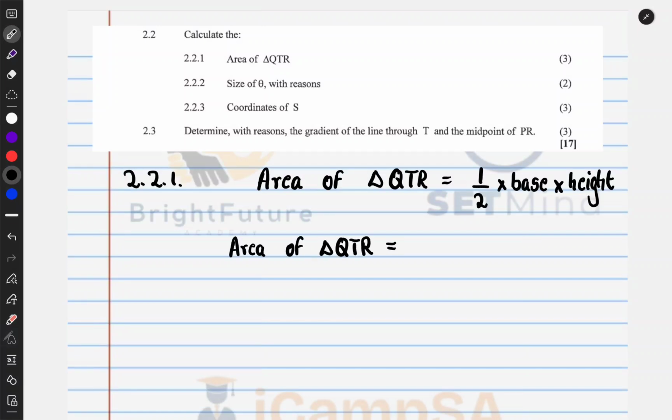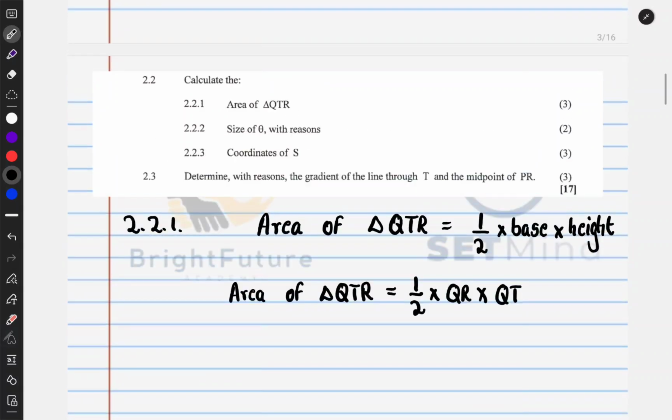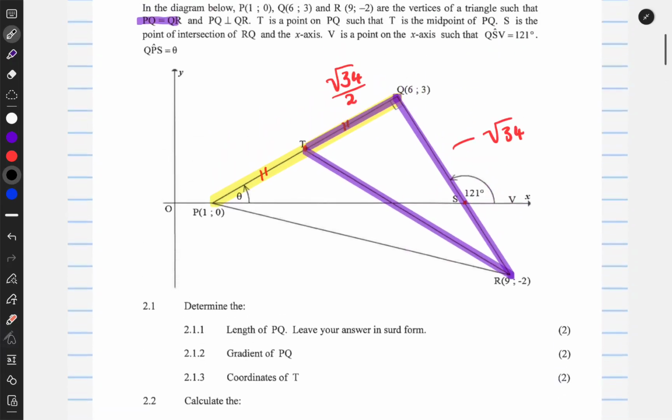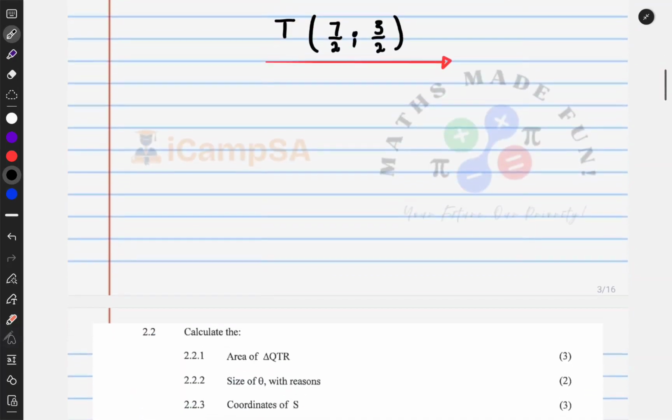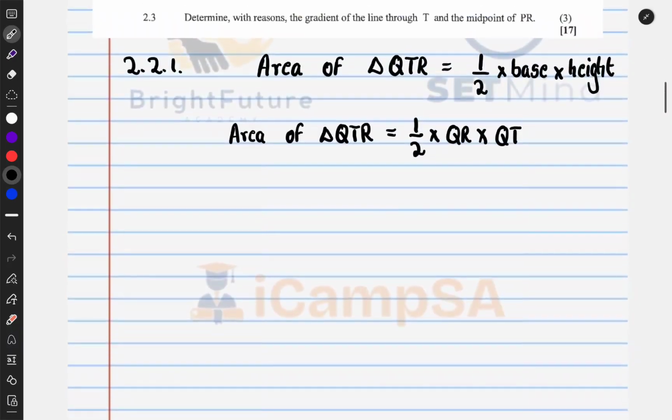QTR, we're going to have 1 over 2 times the base, which is QR, times the height, which is QT. Let's quickly double check. Yes, QR and QT. Okay, and then let's simply plug in the values. We know the length, and remember that to calculate the area we use the length and not the coordinate, or at least in this case we use the length.